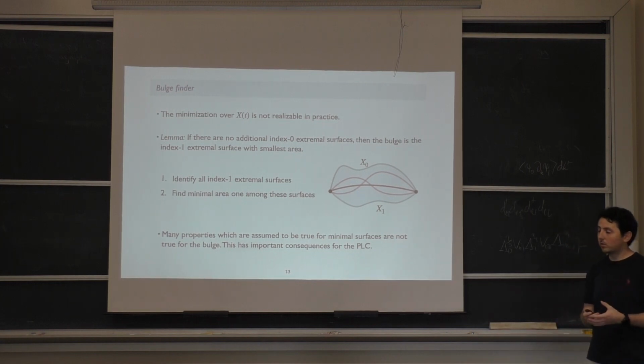And in the rest of the talk, I will try to argue that many properties which are always assumed to be true for minimal surfaces, like the RT surface, are not true for this bulge surface, and this has important consequences in the holographic entropy structure.